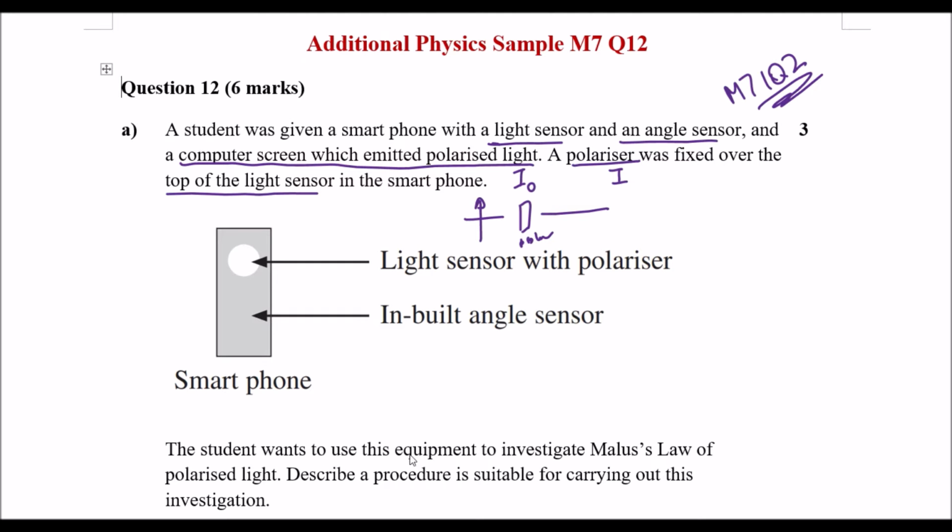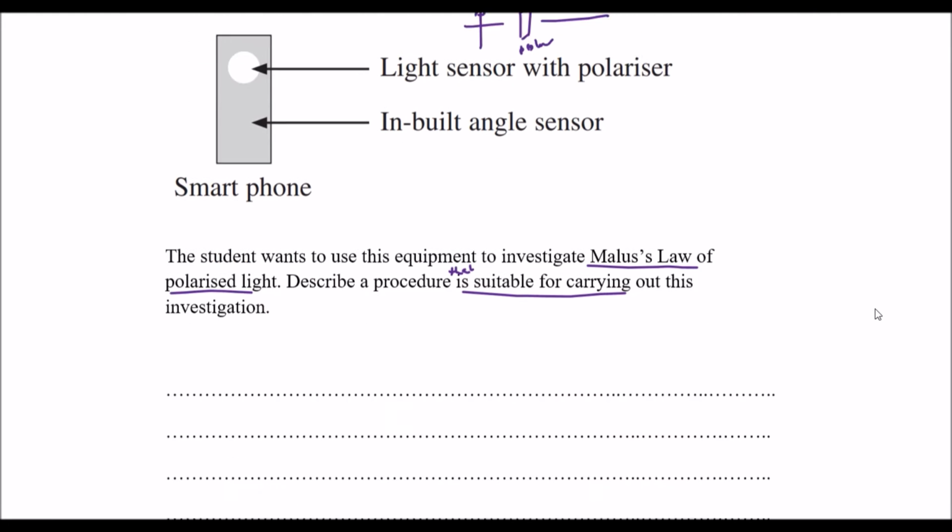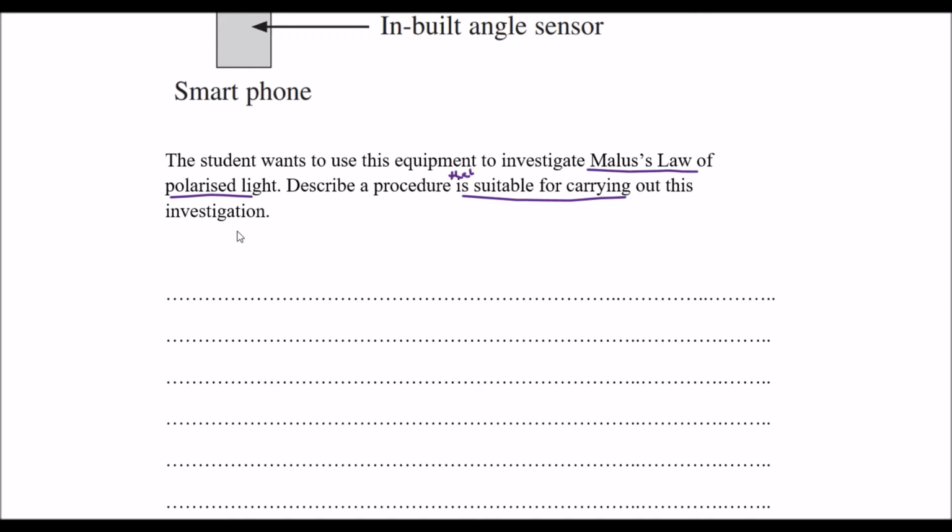The student wants to use this equipment to investigate Malus's law of polarized light. Describe a procedure that is suitable for carrying out this investigation. So what we can do is firstly draw out a diagram setup, and then we'll go from there. So stay with me in this next minute or so as I draw out the setup.